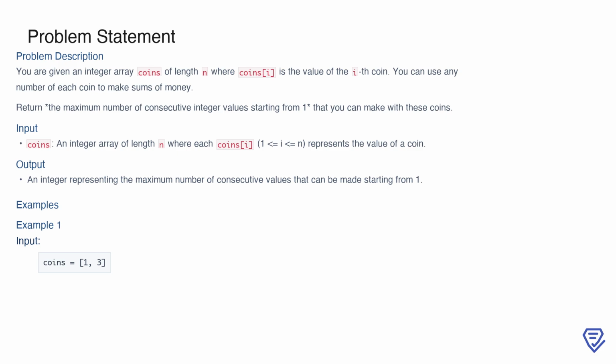The goal is to calculate the longest sequence of consecutive sums, beginning from 1, that can be constructed using these coins. The input consists of an array coins containing integers representing the value of each coin, and the output is a single integer, which is the maximum number of consecutive values starting from 1 that can be formed. Let's explore some examples to understand this problem better.